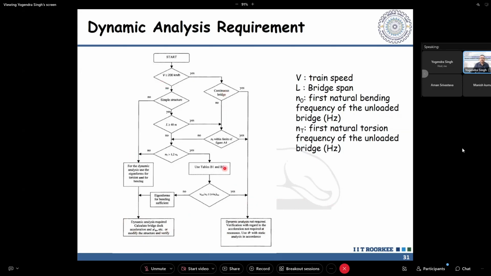So if we are designing a bridge, whether the dynamic analysis is needed or we can simply take CDA from the code, that can be decided using this flowchart. It takes into account the velocity at which the train is moving, of course, then the span, the natural frequency, bending frequency, and torsional frequency of the bridge. The bridge can also vibrate about its longitudinal axis. So the torsional type of vibrations can also occur in the bridge. So this torsional frequency is also considered.